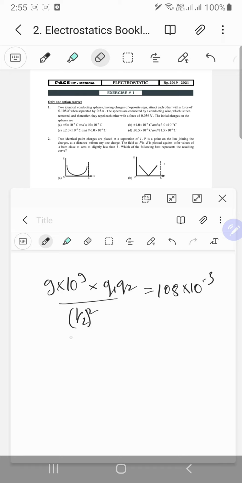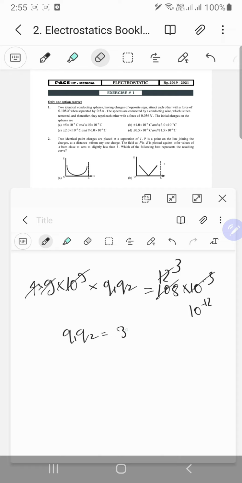First of all, just write the equation for this. So K Q Q, where K is 9 into 10 power 9, into Q1 Q2, which we don't know, upon R squared. R squared is just 1 by 2 squared, and this should be the force, which is 108 into 10 power minus 3. So this is just 1 by 4, this goes up and becomes 4 into 9 into all that stuff. So 9 and 12, well, this gives 3, and it's got 10 power minus 12. So Q1 Q2 equal to 3 into 10 power minus 12.